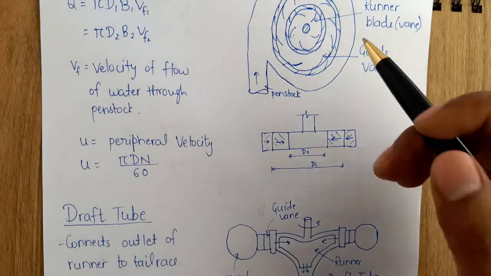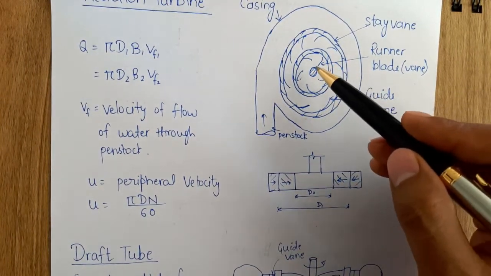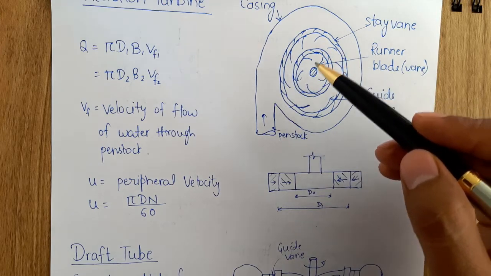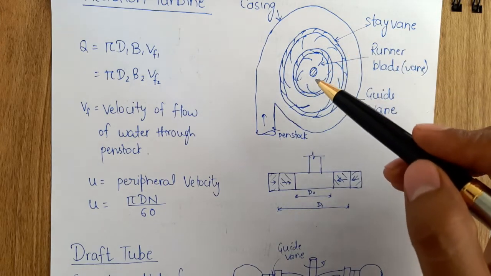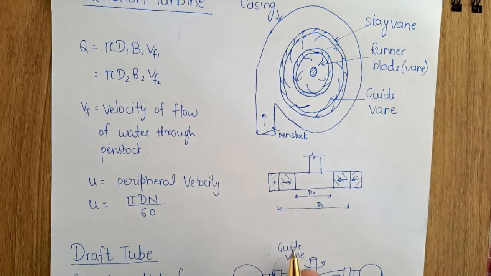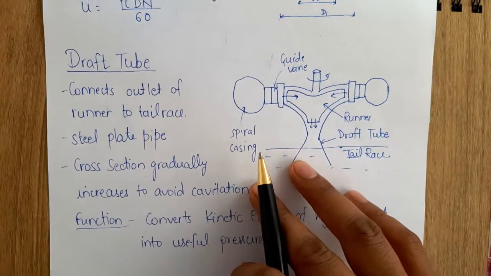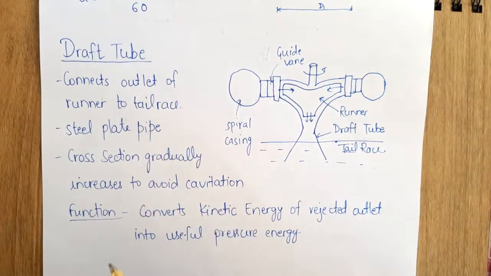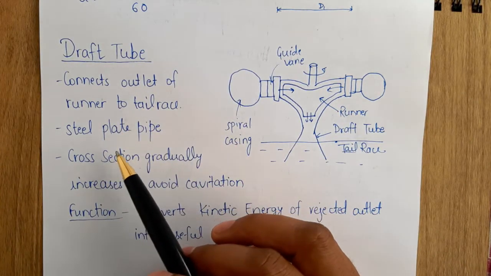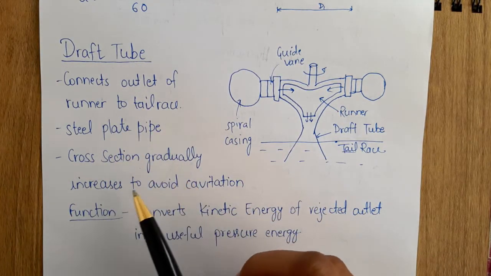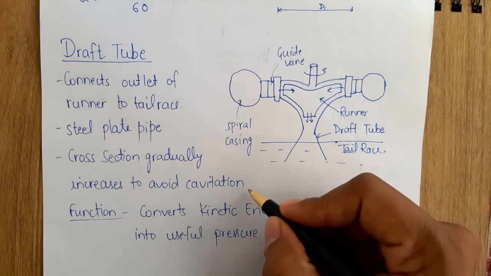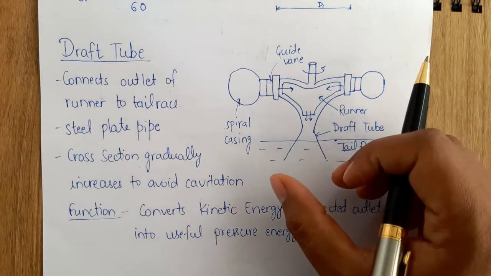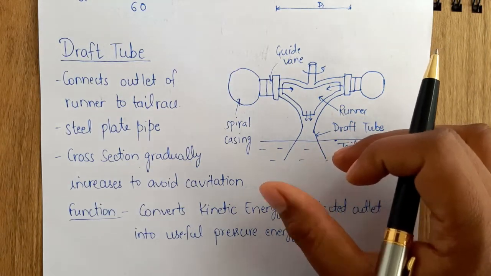The draft tube is after the water comes out from the runner blade or vane. Since it has rotated the shaft, the water will now come out through this turbine through the draft tube. Why do we have a draft tube? It connects the outlet of the runner to the tail race. It is a steel pipe, and its cross section gradually increases to avoid cavitation. So the main function of the draft tube is to gradually increase its cross section so that cavitation cannot occur in this section.